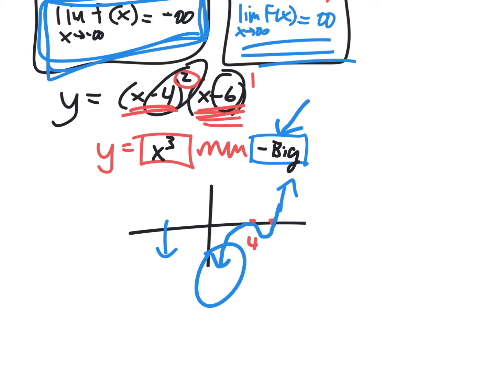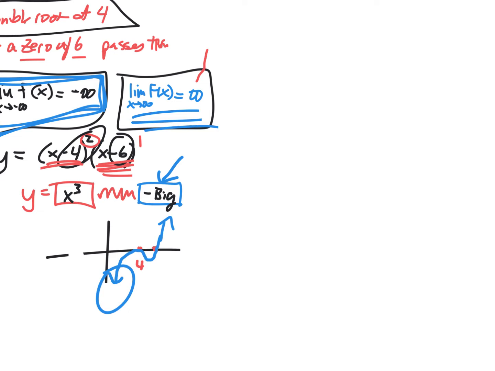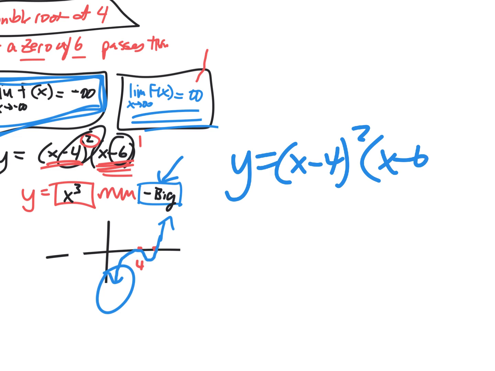I think mine is right, which was y equals x minus 4, quantity squared, x minus 6. Now, would there be another possible answer? Yes. There's more than one way to do this. But does anybody else have one that they think is right? It's different than mine? Okay.